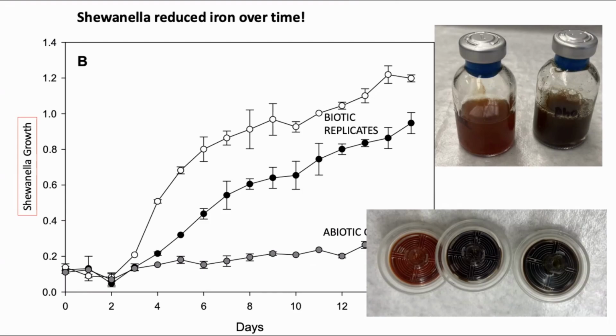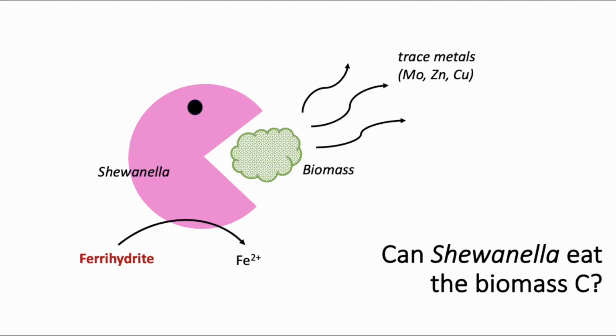So with this data alone, we can then answer our first question: can Shewanella eat carbon from that phytoplankton biomass? And all signs point to yes. We are seeing evidence that iron is increasing over time, which indicates that Shewanella is growing. If they're growing, they must be eating carbon, and the only carbon that we give them is carbon in that biomass.